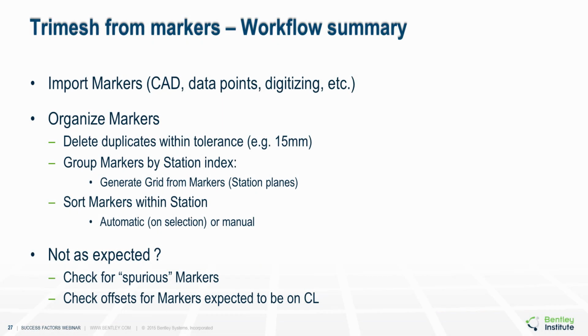So to summarize the workflow for generating a tri-mesh from markers, first of all we need to define the markers, and maybe they come from a CAD system, data points or digitizing that we've done. We need to organize those markers, basically grouping them in sections, and by giving them the correct station index. We can use the generate grid from markers command to do that automatically, and then on each station we want to sort the markers in the correct order from the keel to the center line. And we can use the automatic tools for most cases, but sometimes we might need to modify that manually.